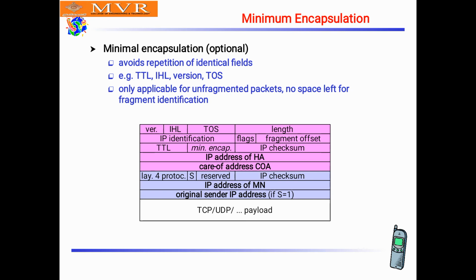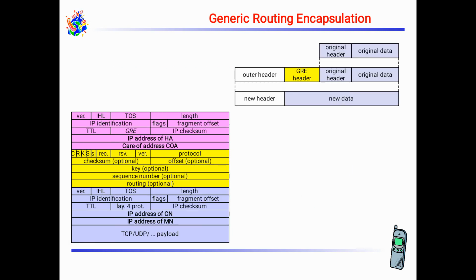Here the IP address of the HA, the care-of address, the layer protocol, and reserved fields and IP checksum are there. In this, the IP address of the mobile node, the original sender's IP address, is present if S equals 1, then the TCP and UDP payload will be implemented using the original sender's IP address. With S equal to 1, minimum encapsulation removes the repetition of identical fields.